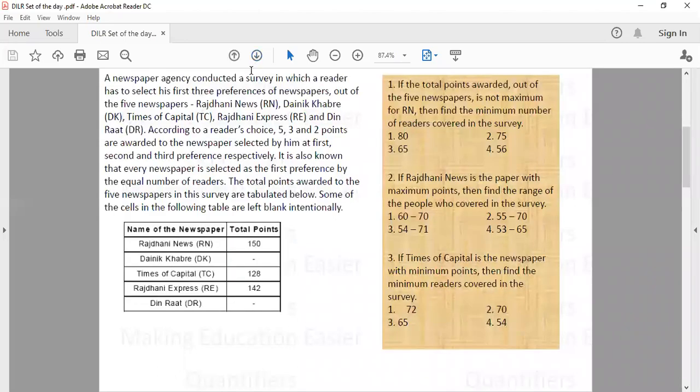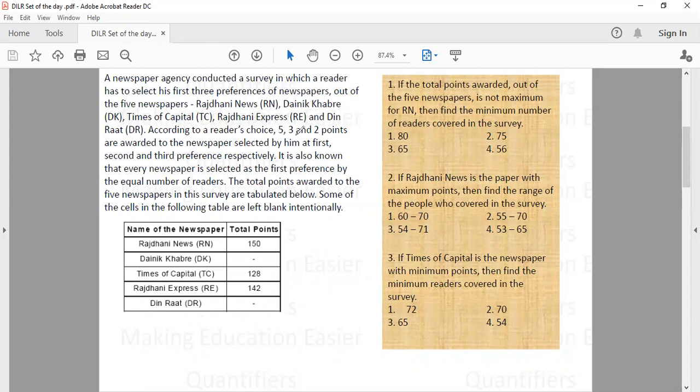Here is the set of the day. Let us solve it. It says a newspaper agency conducted a survey in which a reader has to select his first three preferences of newspapers out of the 5 newspapers: Rajdhani News, Dainik Khabrein, Times of Capital, Rajdhani Express, Din Raat.